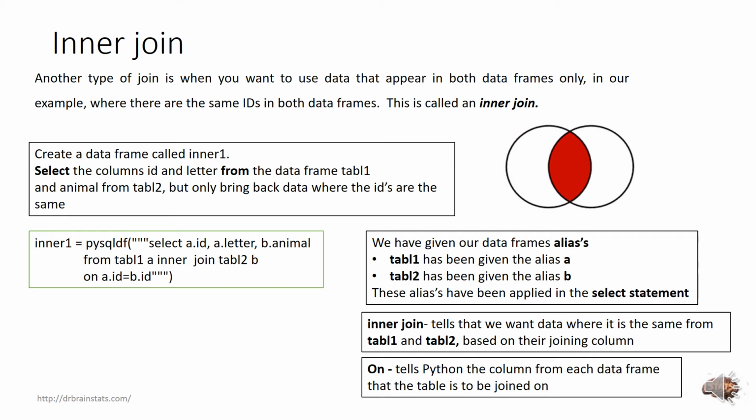So as before, we have given our data frames aliases. Table1 has been given the alias A and table2 has been given the alias B. These aliases have been applied in the select statement. Inner join tells us we want data where it is the same from table1 and table2 based on their joining. And the on statement tells Python the column from each data frame that a table is to be joined on.